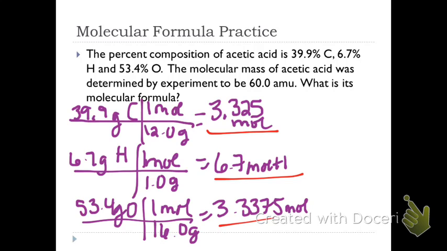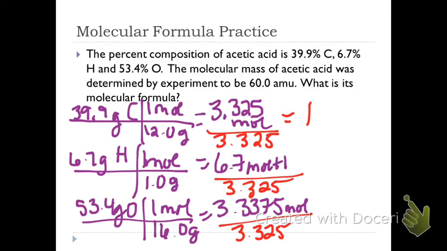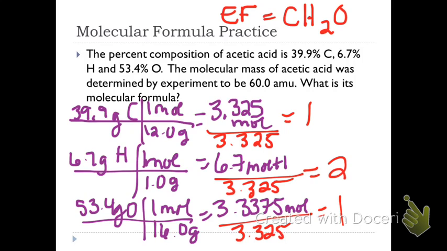Divide them all by the smallest. Of the three of them, the smallest is the first one. So divide by that one. Using the calculator, I find out that the first one is obviously 1 when you divide something by itself. The second one is 2, and the third one is 1. Now this only gives me my empirical formula. My empirical formula is CH2O. But I'm not done. That was just step 1. Now I'm going to go to the next slide so I have room to work.